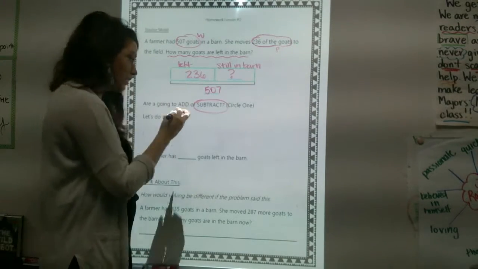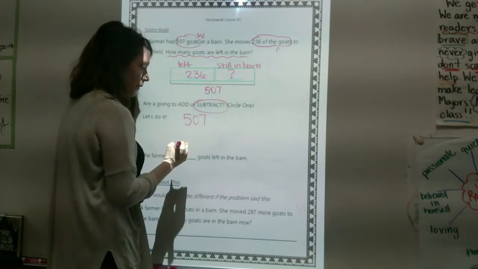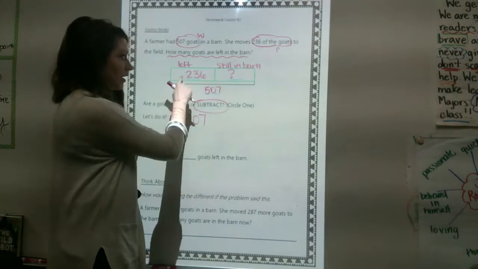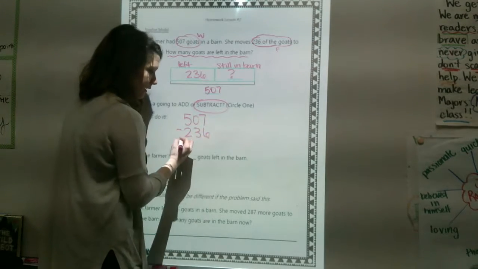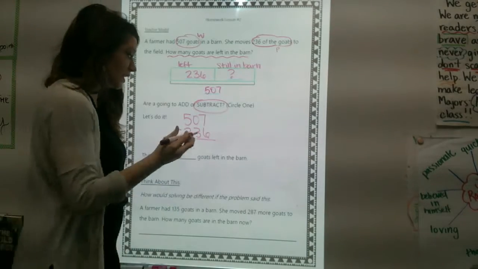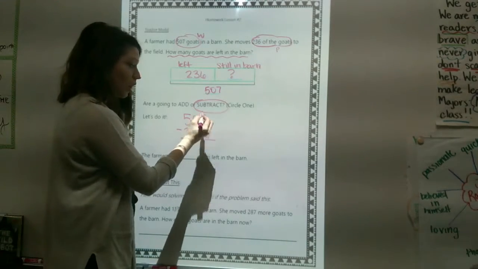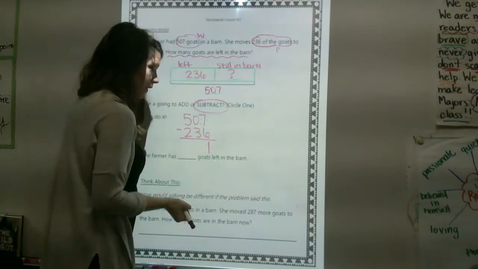So to subtract, I'm going to start with my whole on top. And I'm going to subtract the part that I know. And this one is 236. So I'm going to do 7 minus 6. The bigger number here is on top, so I can do 7 minus 6. I know that 7 minus 6 is 1.